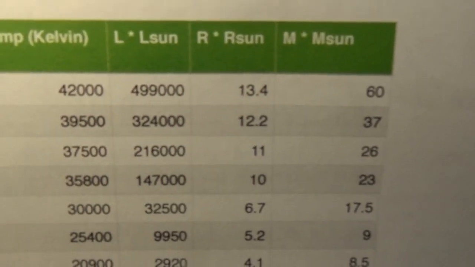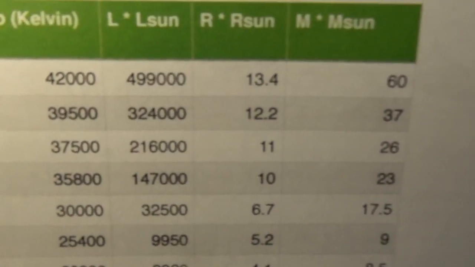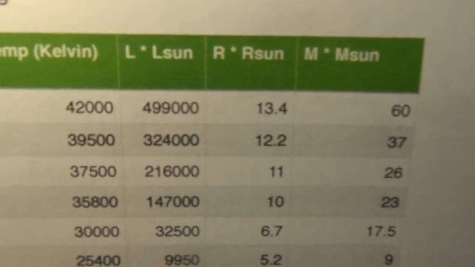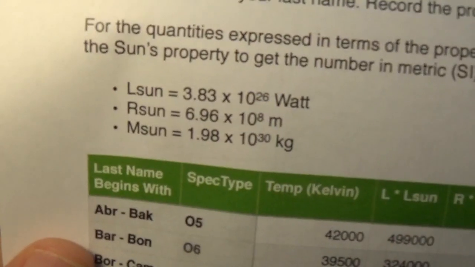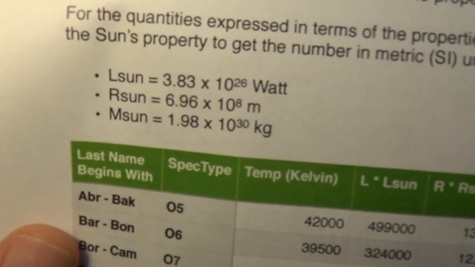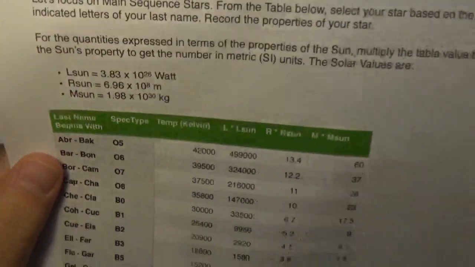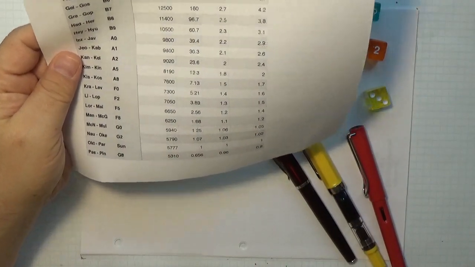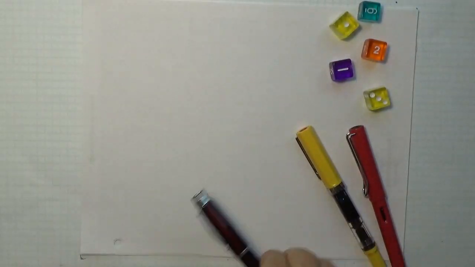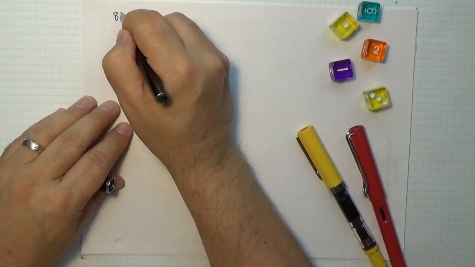Say you were trying to calculate the radius, and I was a type O6 star. Then that's 12.2 times the radius of the sun. So I take 12.2 and I multiply it by 6.96 times 10 to the 8 meters, and I get the radius of the sun. Okay, so since I don't want to do an example that's actually on the sheet, I picked a star that is not on the sheet. So I'm going to deal with a real star called 82 Eridani.